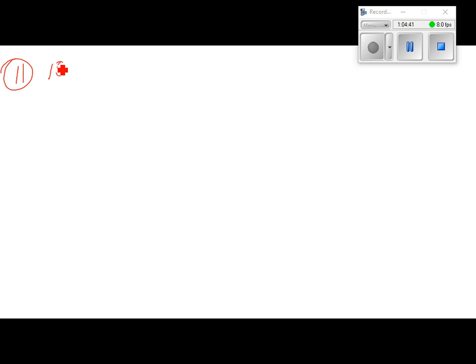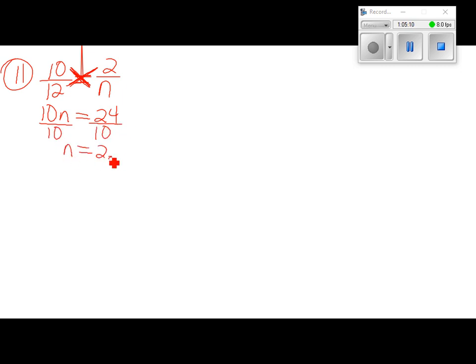On the back side, ignore that. 2 over n. Anybody see an easy way to do this one? If not, then we'll cross multiply. What's 10 times n give you? 10n. 2 times 12, 24. Divide both sides by 10. What's n equal? This one comes out pretty nice as a decimal, so what's the decimal answer? 2.4.